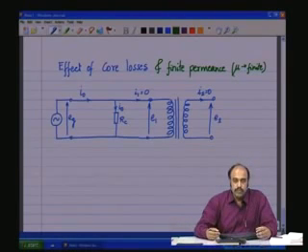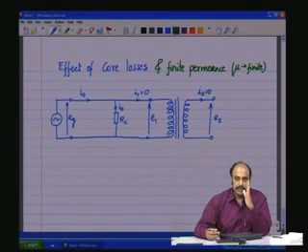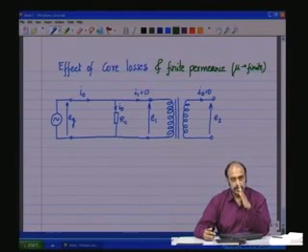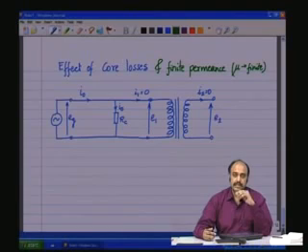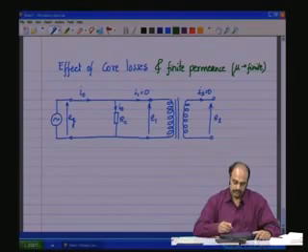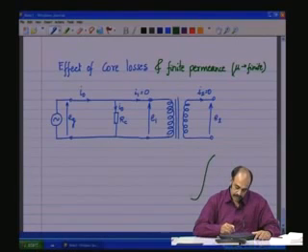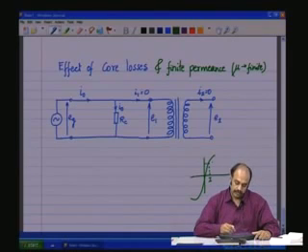So what does it imply? If mu is finite, then the slope is not 90 degrees, the slope is not infinite, which means the BH curve is not along the vertical axis, it is going to be slightly away from the vertical axis, as denoted by the permeability, which means that there is some amount of current I needed to set up the required flux phi.